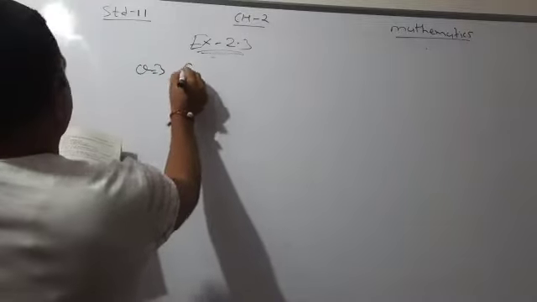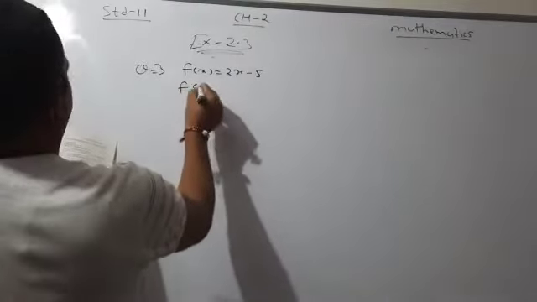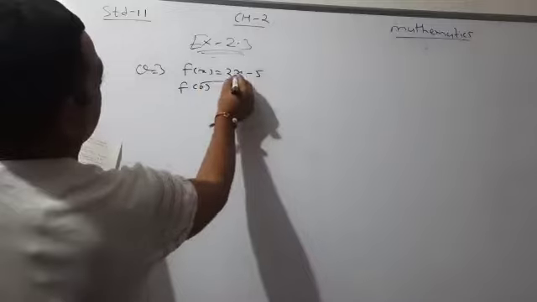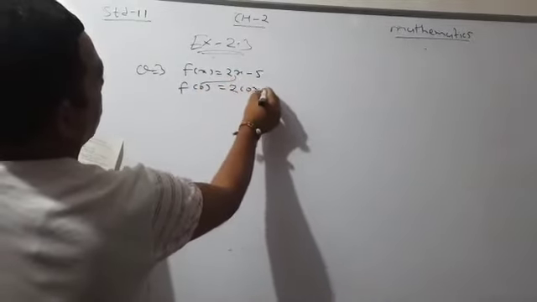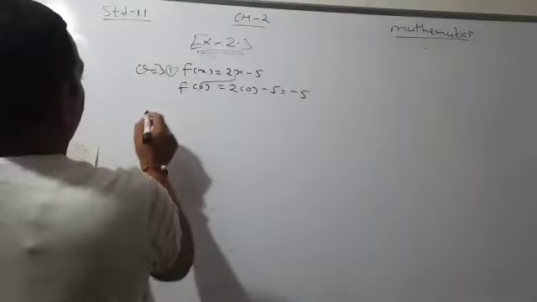The function is f(x) = 2x - 5 and they want f(0), f(7), f(-3). Only you have to put x equal to 0. So 2 into 0 minus 5, your answer is -5. This is the process that you have to do for the remaining 2.